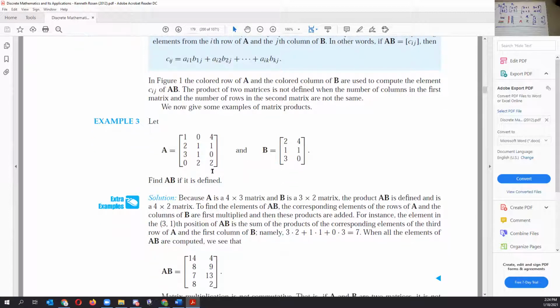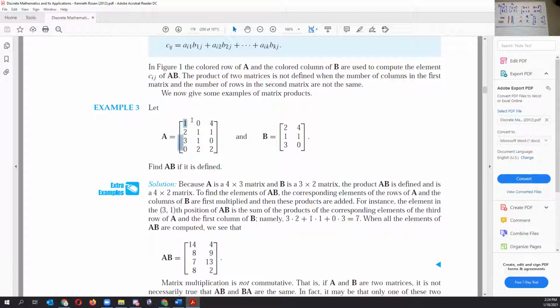And so what you can see here is we're going to have A times B. So to get this first number, 14, let's see if we can find that right quick. It's going to be 1 times 2, so that's going to be 2, plus 0 times 1, that's going to be 0, plus 3 times 4. So 3 times 4 is going to be 12. 12 plus 2 is 14, and that's how we get the 14 there.